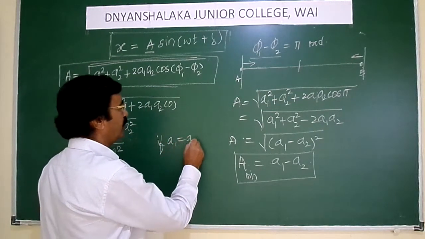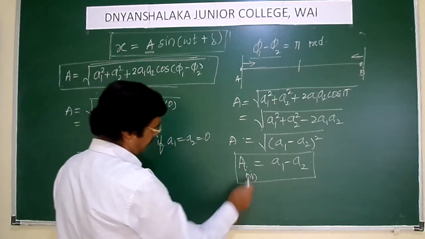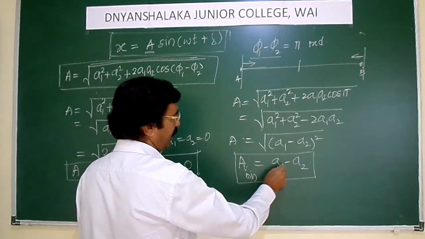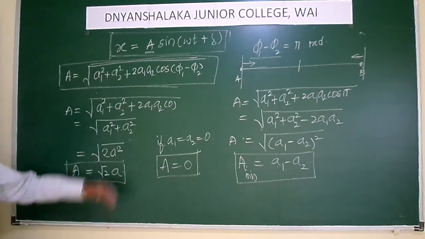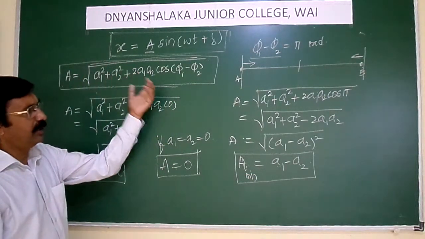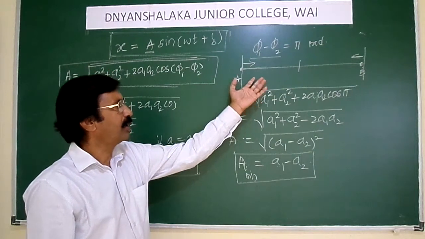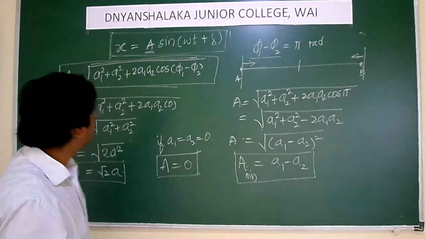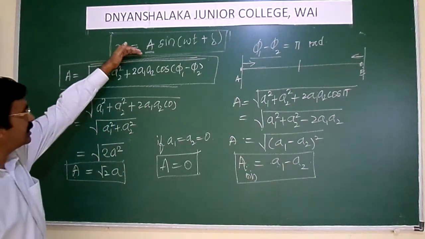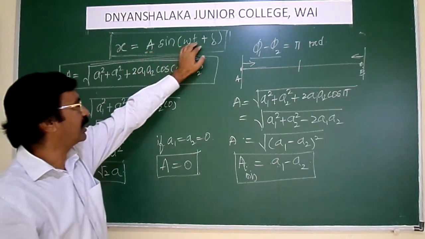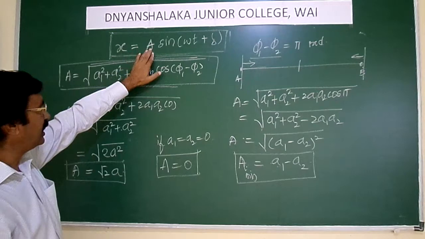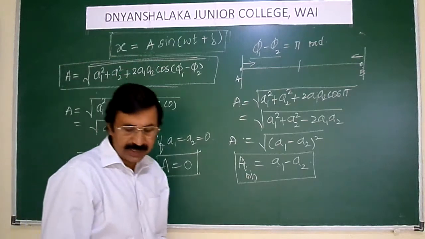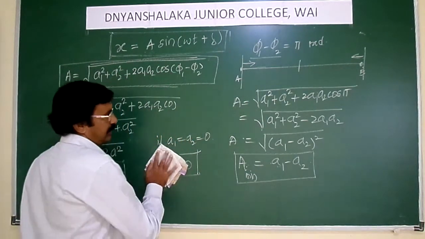If A1 is equal to A2 is equal to A, then in such case the amplitude becomes 0. A1 minus A2 will be A minus A is equal to 0. And so in this way, when the two SHMs take place simultaneously, the resultant displacement is given by A sin of omega t plus delta. Capital A is the resultant amplitude, and we get the expressions for resultant amplitude for various initial positions.